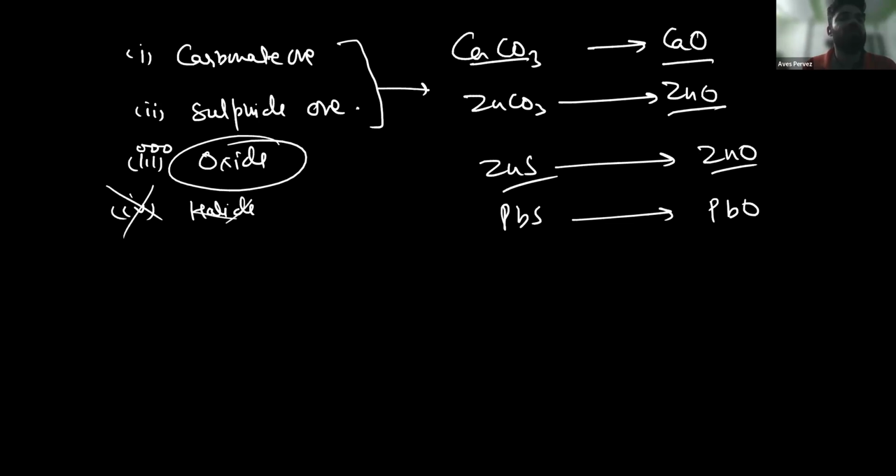Oxide ore is already in oxide form, and halide ore we don't talk about yet. We will talk about it later. Carbonate ore should be converted into what? Tell me. Carbonate ore should be converted into oxide form, and sulfide ore should also be converted into oxide form. Why are we doing this? Because it is easier to extract the metal from its oxide form by reduction, than from the respective carbonate or sulfide forms.